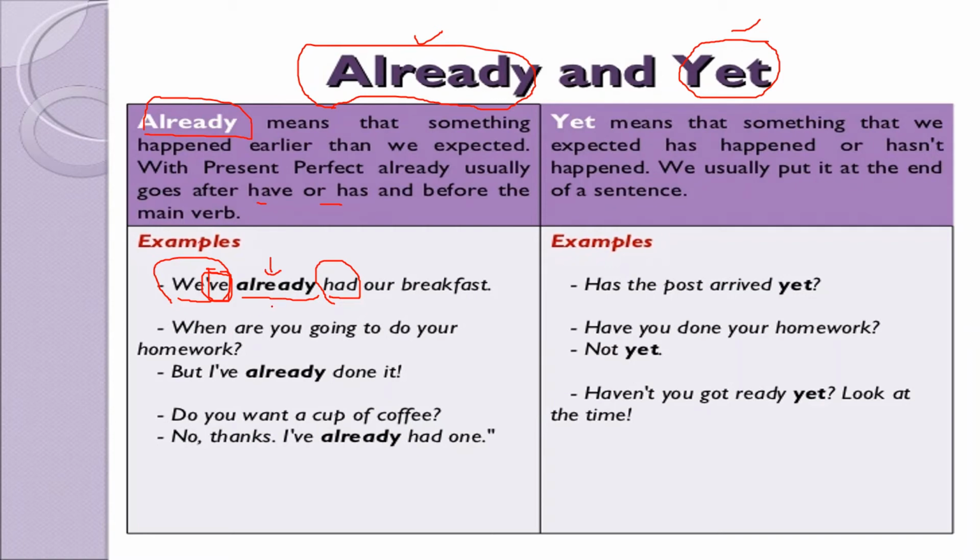We can say that, which we know as has and have. When are you going to do your homework? That is a question asked in present continuous tense, and I'm answering it in present perfect tense. What is answered here is, but I have already done it. What does that mean? I have used the word already between have and done, right?